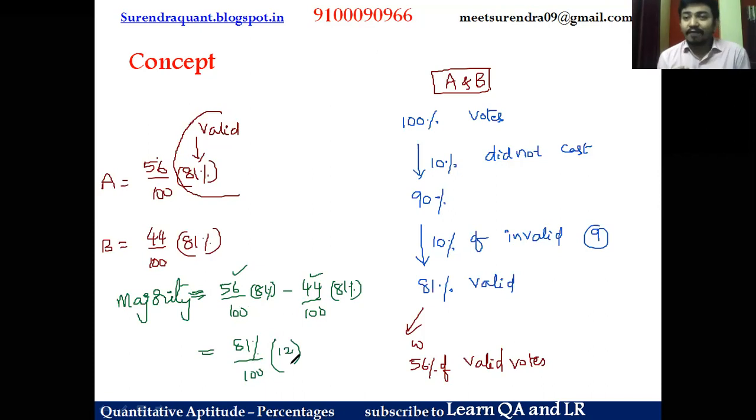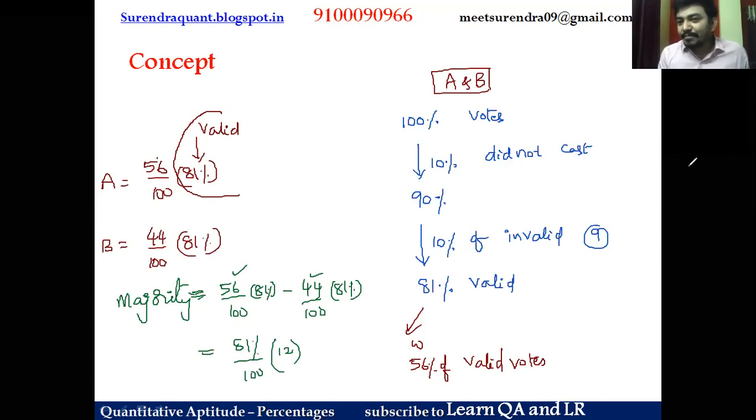So the majority of A is 12% of the valid votes. As this is a concept we are trying to explain in a step-by-step process. But while solving the questions, you must be in a position to write orally. How do you write orally? Let us think of this. So nothing to worry about all this data. This is the data for our understanding, friends.